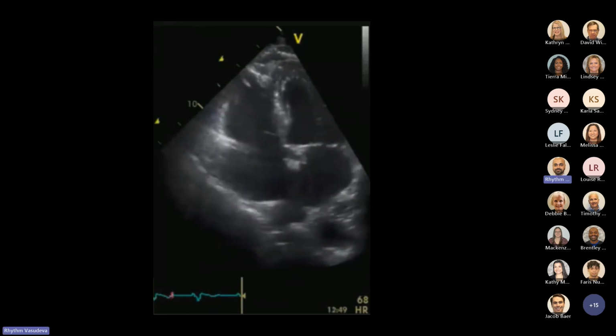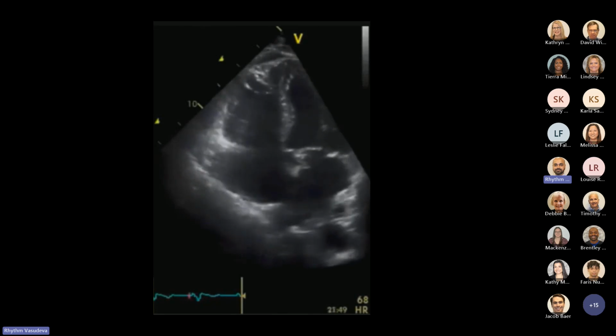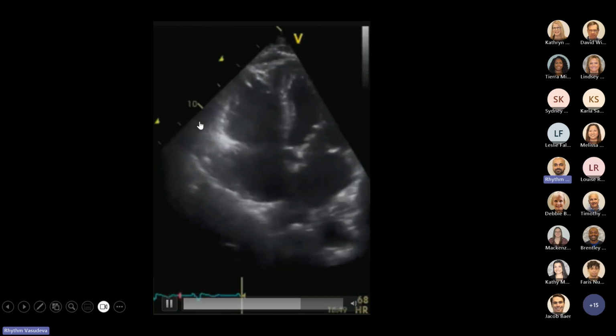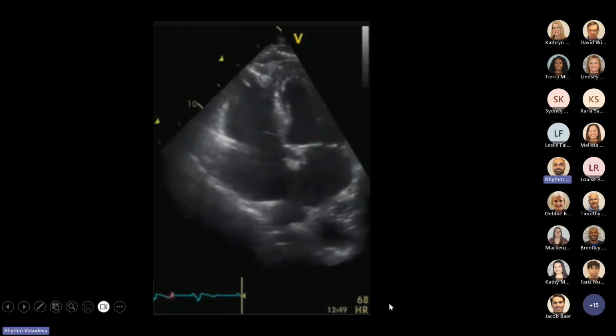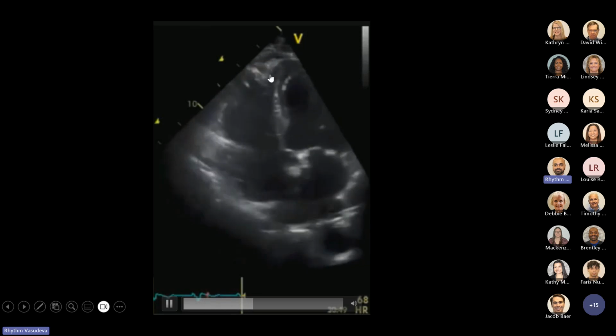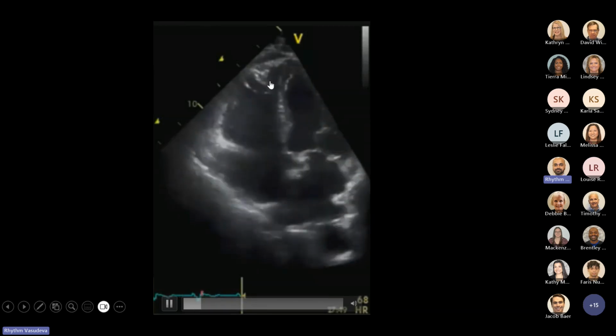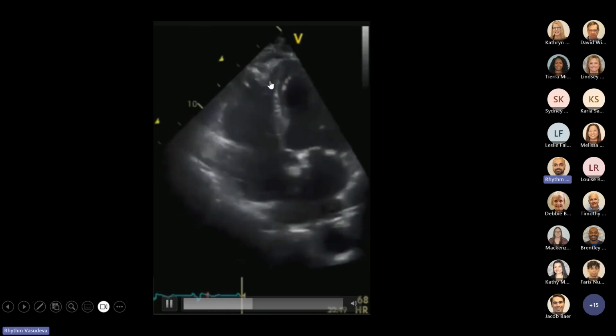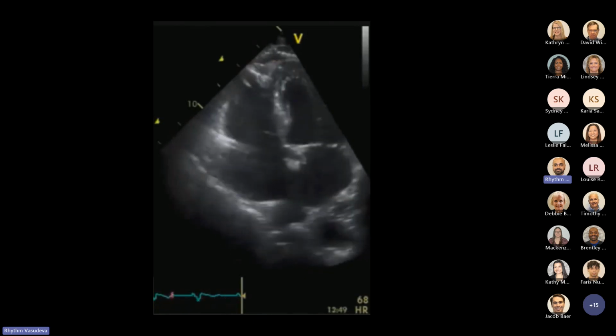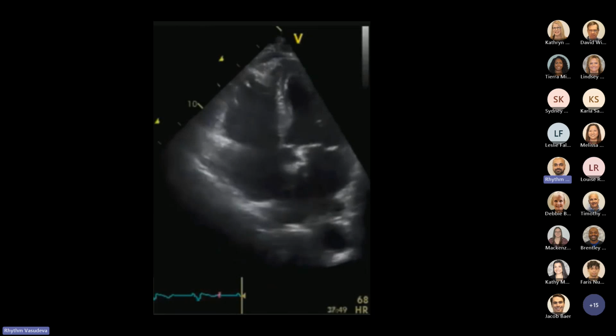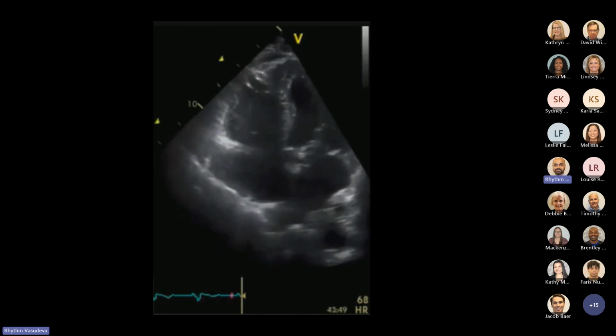Any thoughts here? RV. Yeah, the RV looks massively dilated. And if you pay close attention, there's also the McConnell sign, so you have apical hyperkinesis. You could argue in the right setting this could very well be PE, but an RCA infarct can give you a very similar appearance.